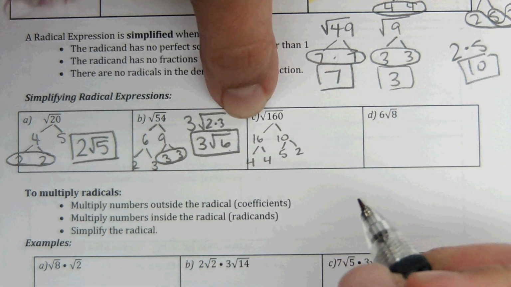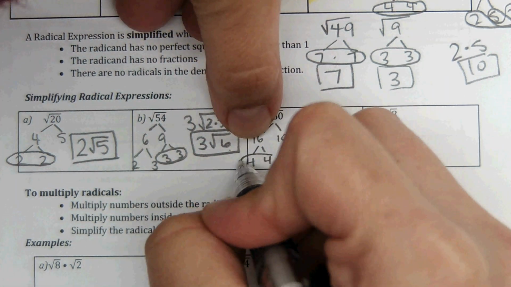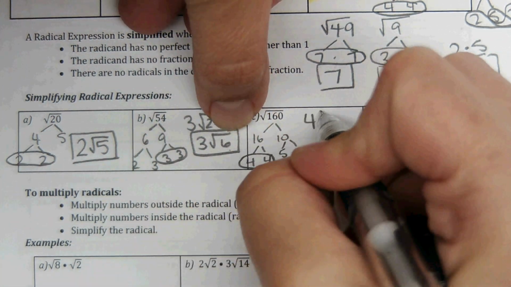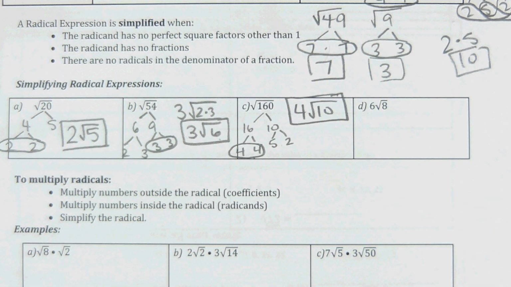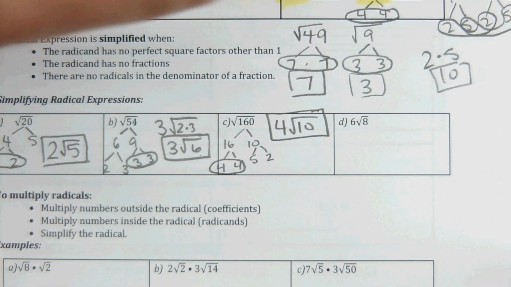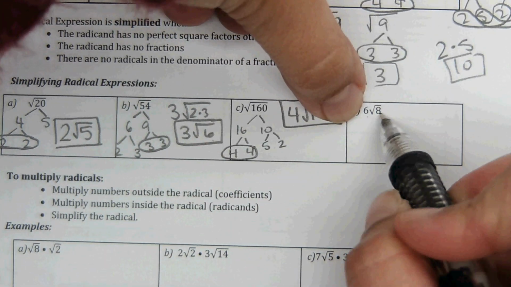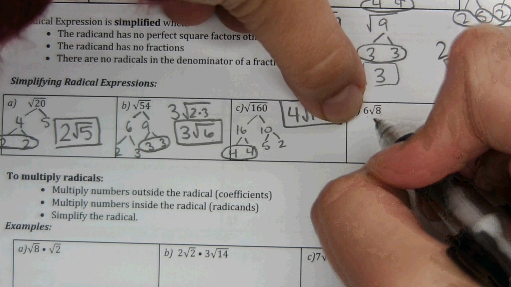Okay, for C, same thing. 16 and 10, 4 and 4, 5 and 2. So I'm looking for, once I get double of the same number, I can take that out. And then 5 times 2 is 10, and that stays in.